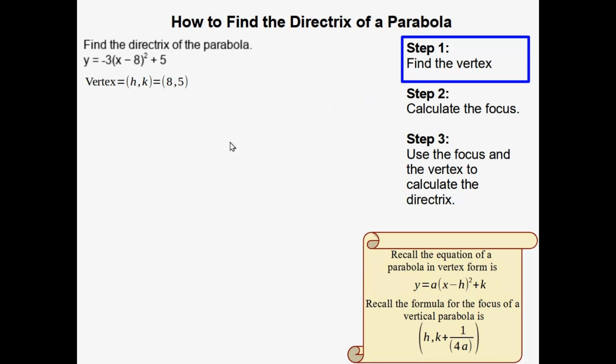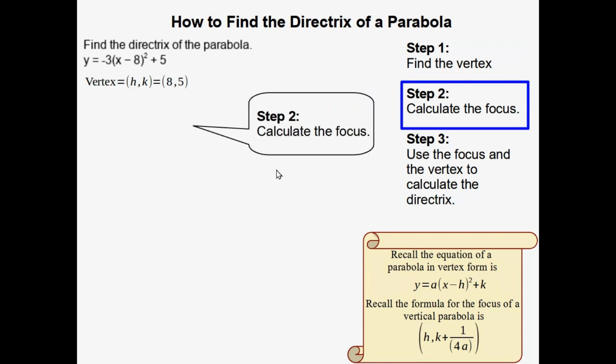All right, so now that we have the vertex, we go to step 2, and we need to calculate the focus. And we can calculate the focus by using the vertex. So here's our equation, also put down here in my handy dandy scroll. Notice the h is just the same, so the x value stays the same here. That's pretty simple. But in order to find the y value of the focus, we need to have k, which was the y value of our vertex, as well as this a value.